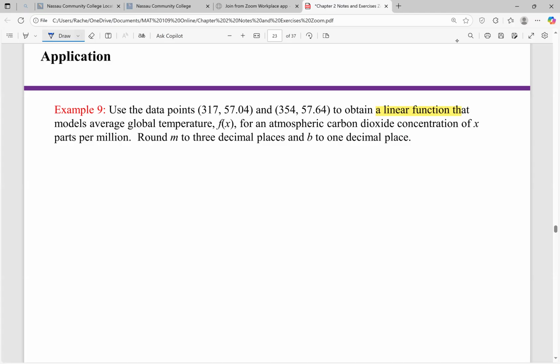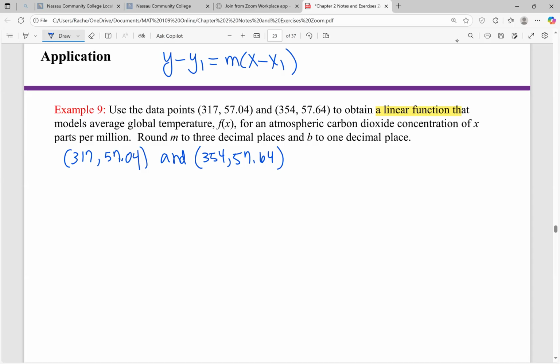But you see how we're given 2 points. We're given the point 317, 57.04, and the point 354, 57.64. Neither one of them is a y-intercept, because neither one has an x value of 0. So I can't just find the slope and plug right into y equals mx plus b, because I don't know what b is. Since I have 2 points, I'm going to use point slope form of a line: y minus y1 equals m times x minus x1. I'll call the first point x1, y1, and the second point x2, y2. But we need to find the slope first.